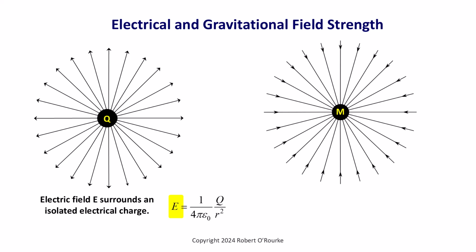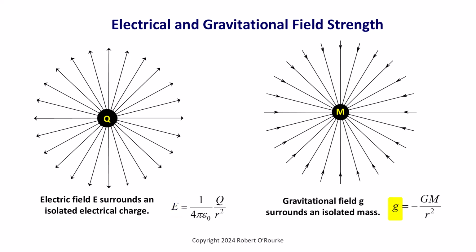An isolated electrical charge has an electric field radiating from it. The positive value of electric field strength E and the arrows pointing outward correspond to force that repels other positive charge.